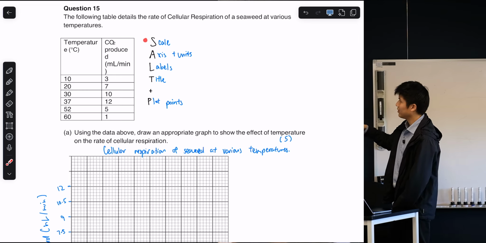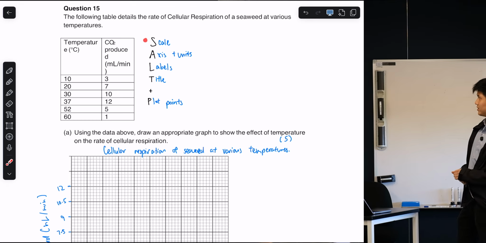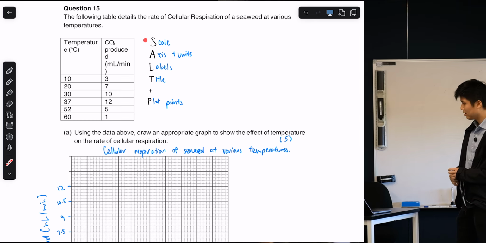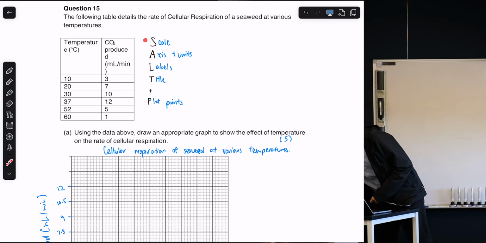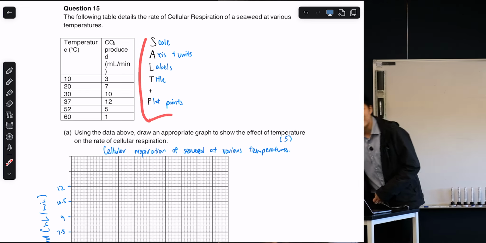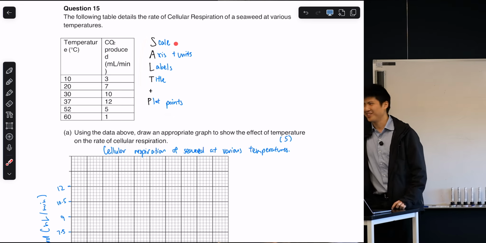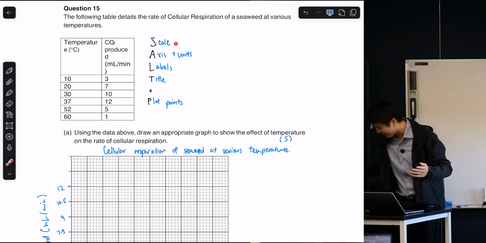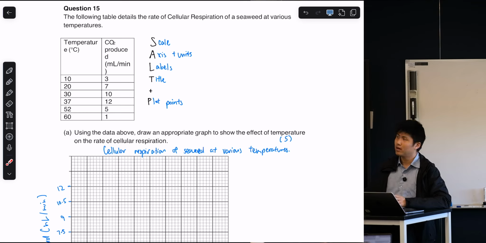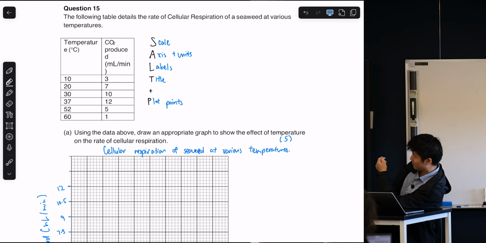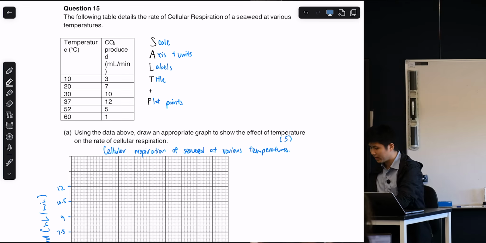So we've got a table here detailing the rate of cellular respiration of seaweed at various temperatures. I've got, what's the word for this? An abbreviation thing. Is there a proper word for it? I actually don't know. Acronym, that's the word. Yeah, I've got an acronym, right? SALT and pepper, right? So scale, axes and units, labels, title, and plot points, right? So I've already started filling the chart, but I'm just going to tick off as I correctly fulfill these requirements, right?